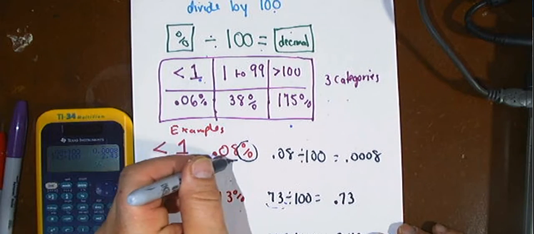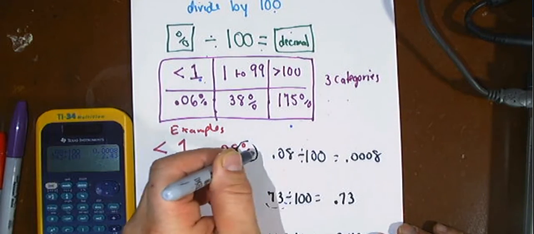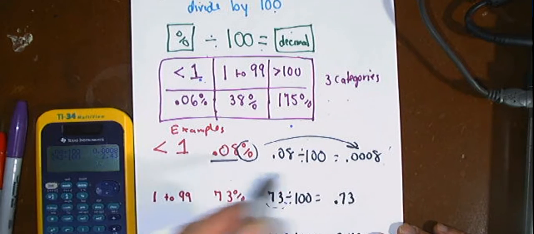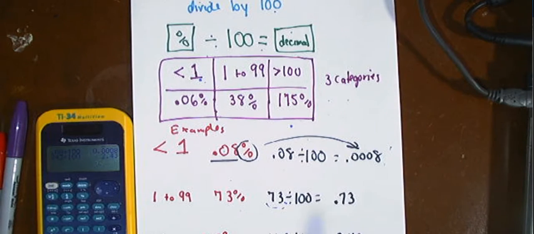And the purpose of converting a percent to a decimal, this is now what I would use to solve problems to find the percent of a number. I would use that decimal. Okay, so I just went through all three kinds.